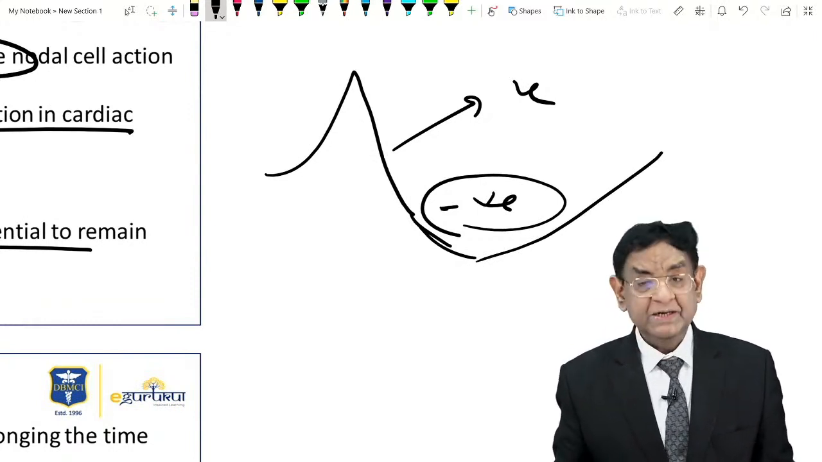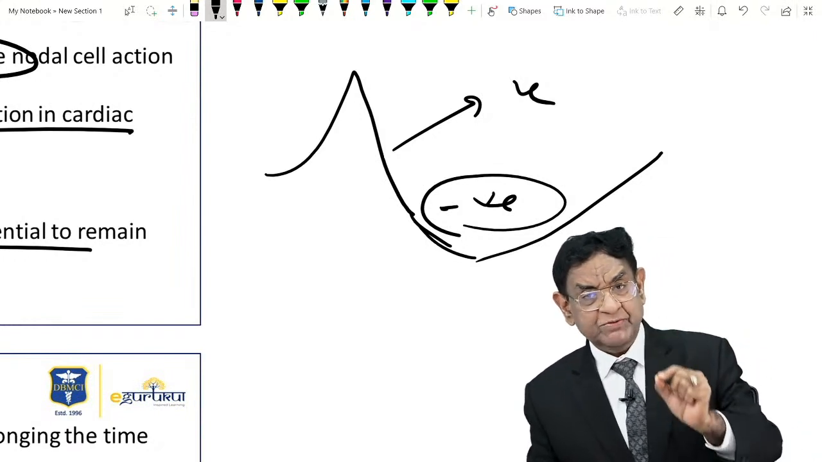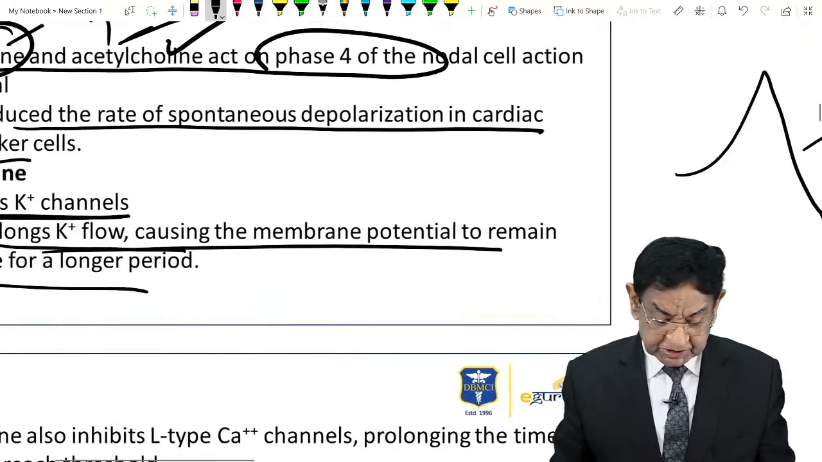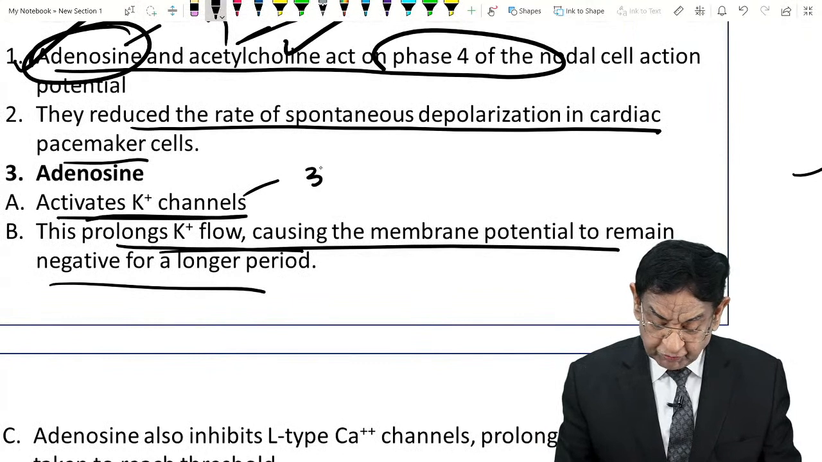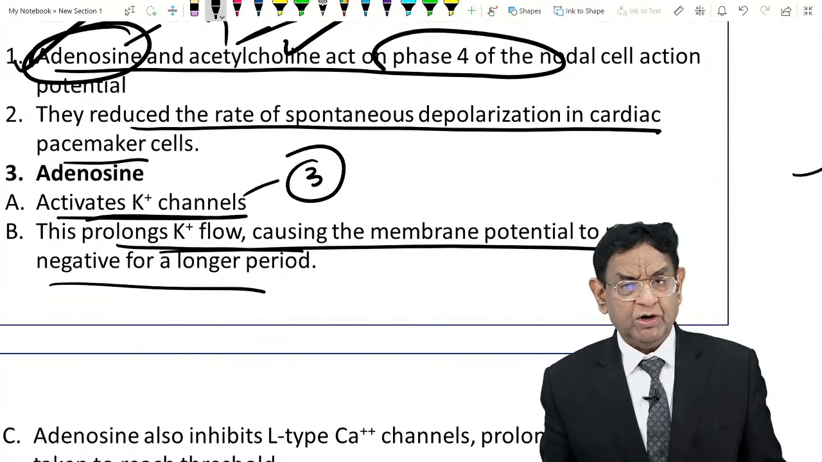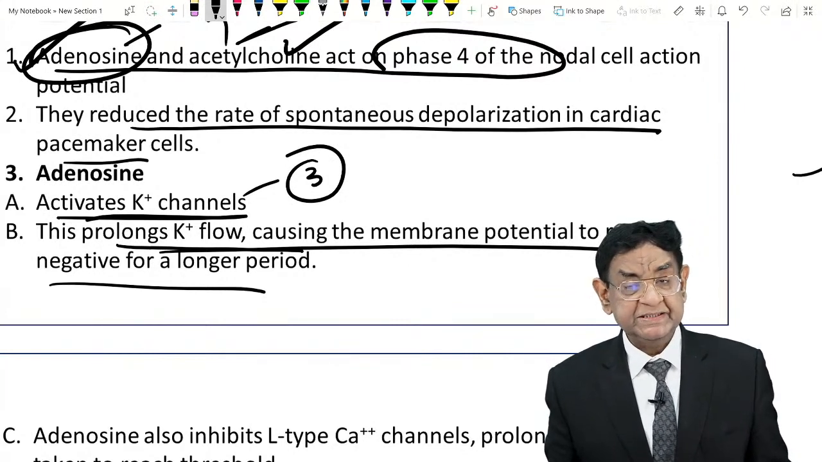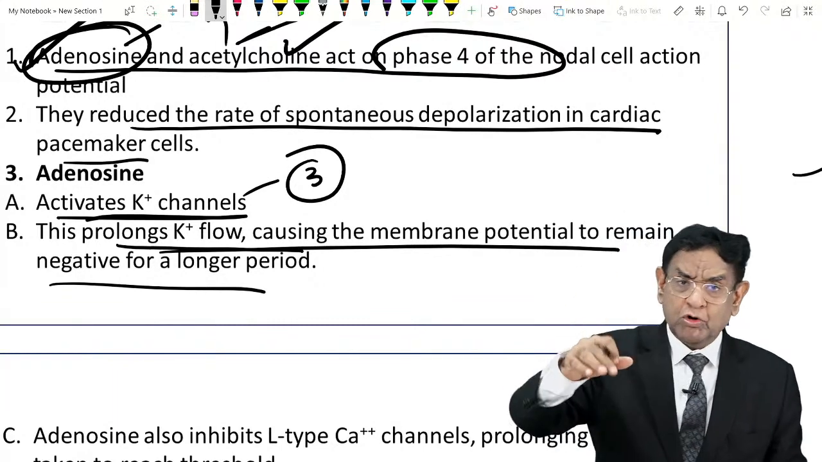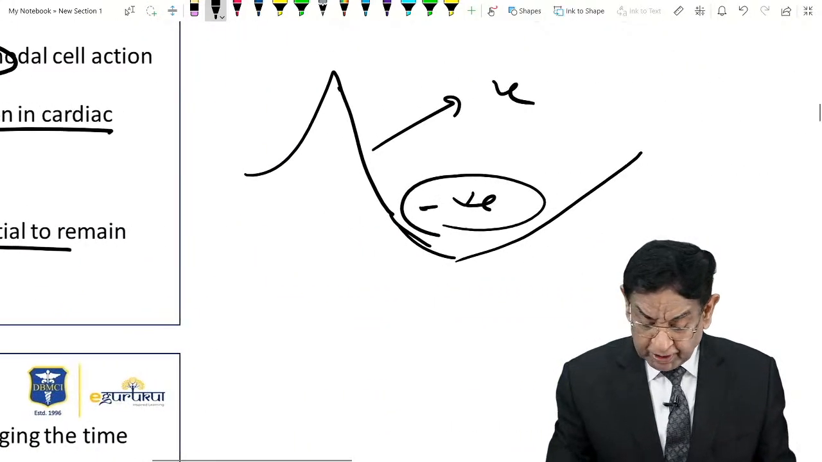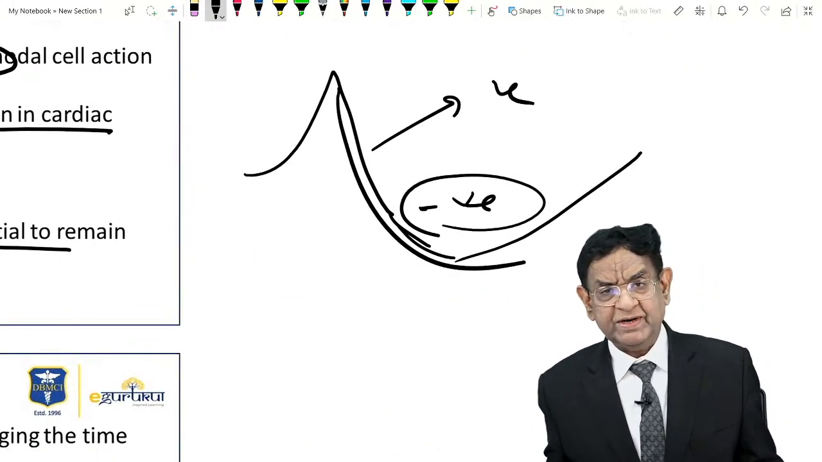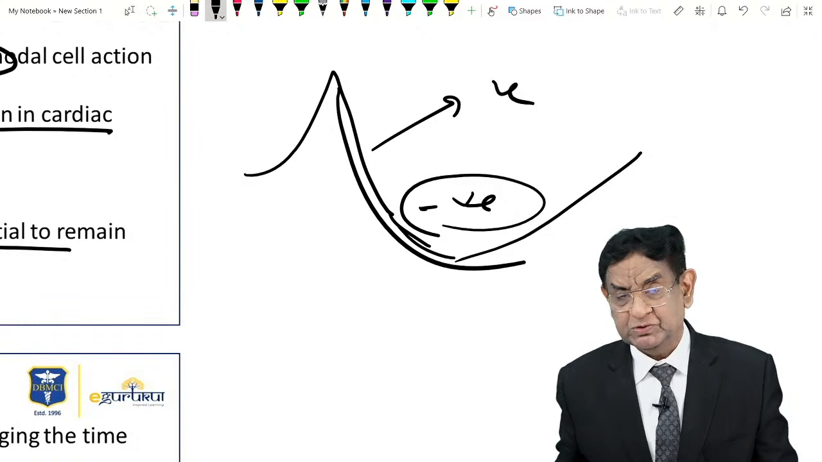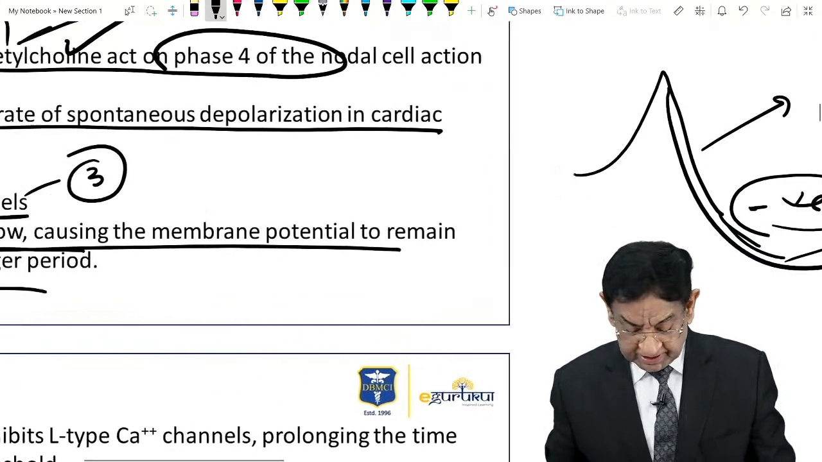So friends, a point to be noted. Now a question will come to you: adenosine acts at what phase? Your answer should be phase 4 and also phase 3. So it slows down sodium entry into the cell in phase 4, and it also causes more efflux of potassium in phase 3. Ultimately it becomes more and more negative. More negative will further slow down the beat. That's the reason adenosine is used to stop supraventricular tachycardia.